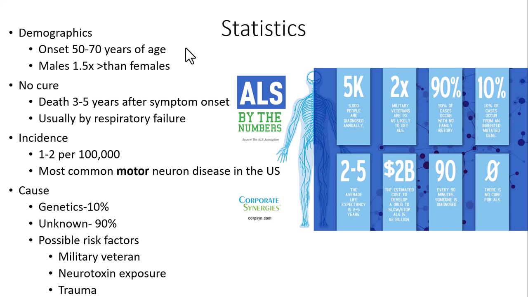This slide's presentation will cover the pathophysiology and management of amyotrophic lateral sclerosis, which is also known as Lou Gehrig's disease. This slide has some statistics that you need to be aware of for patients with ALS. First, the demographics. The onset is typically between the ages of 50 to 70 years of age, and males are affected 1.5 times more than females.